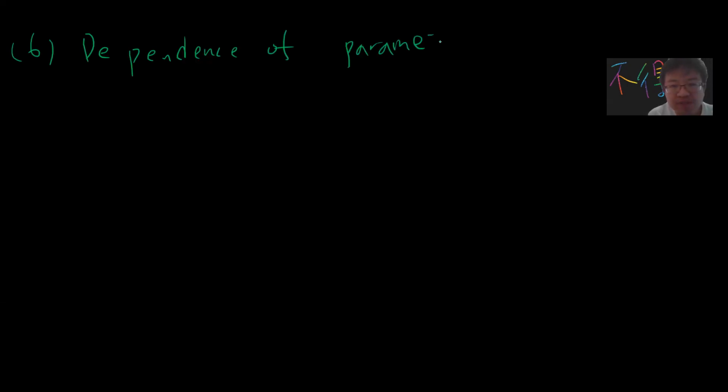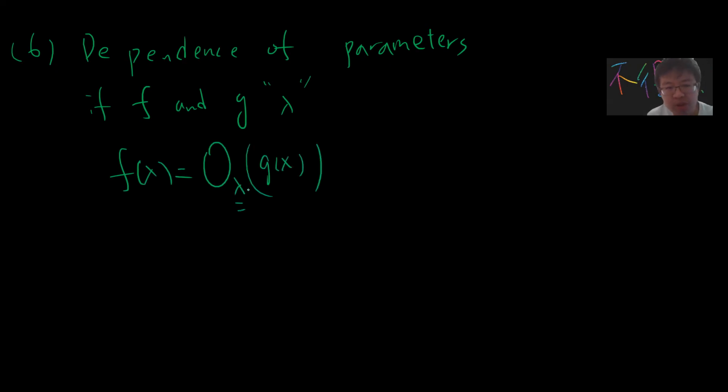Sometimes we will have some other results too. The sixth notation, which I think is also important, is the dependence on parameters. This means that if your f and g contain some parameter lambda, then some people will write f of x equals O sub lambda of g of x. This means that they depend on lambda, and maybe for a particular lambda region. Usually this will be some specified lambda region.